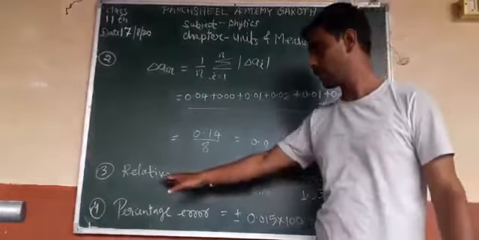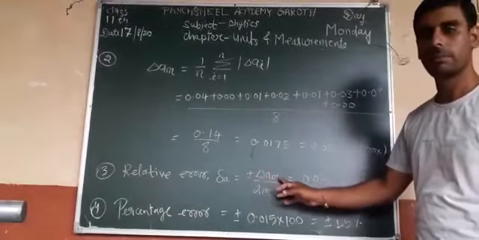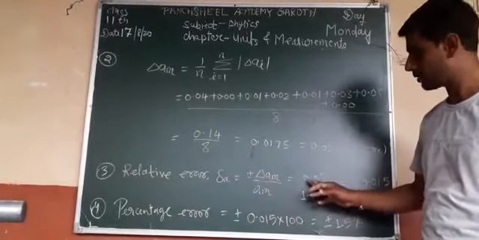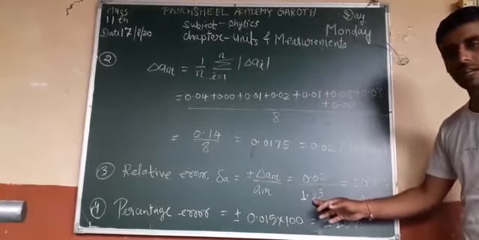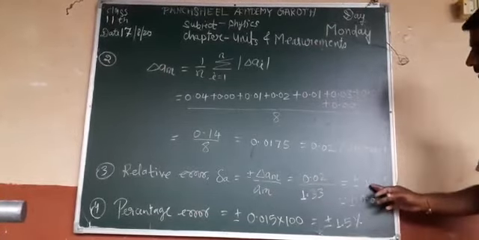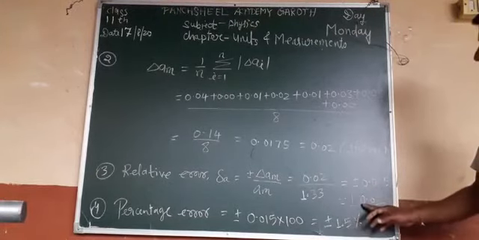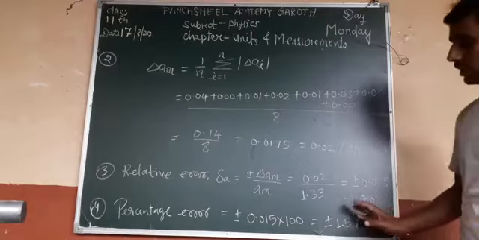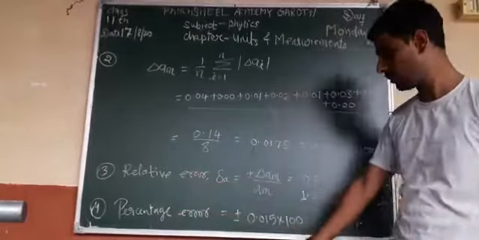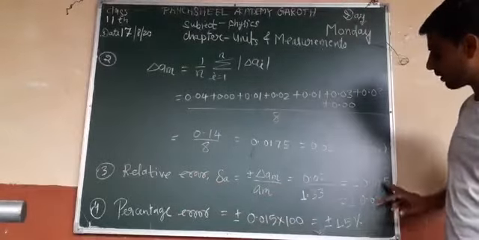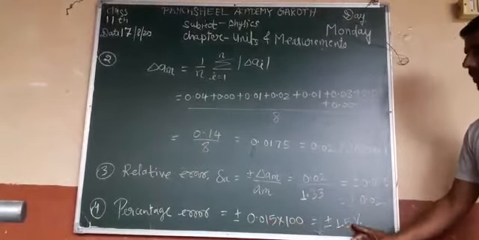Now third, relative error. Relative error is what? Delta A equal to mean absolute error upon mean value. What is the mean absolute error? This is 0.02, and what is A mean? 1.33. So we will get 0.015, or plus minus 0.02. Now we express this error in percentage, then we will get the percentage error. So this value 0.015 into 100, then we will get plus minus 1.5 percent.